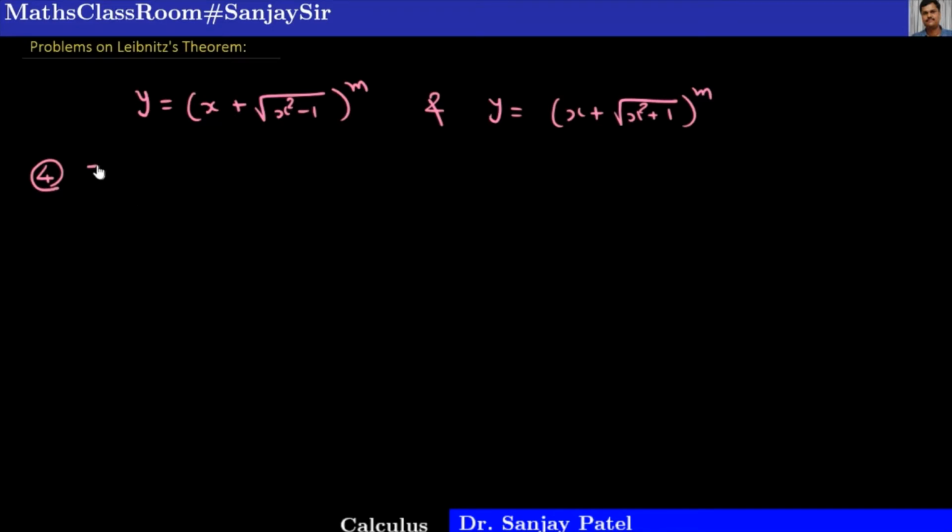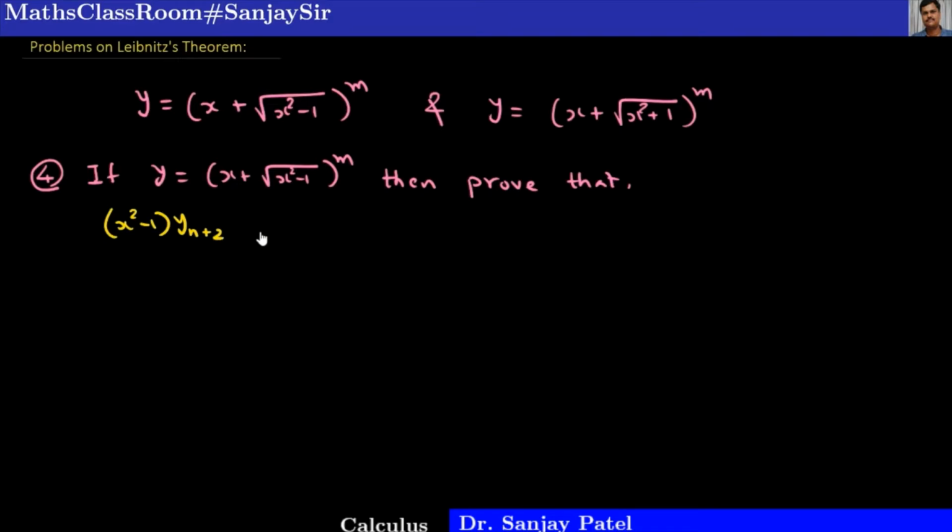So if y is equal to (x plus square root of x square minus 1) raised to m, then prove that (x square minus 1) y_{n+2} plus (2n plus 1) x y_{n+1} plus (n square minus m square) y_n is equal to 0, for every n belonging to N.